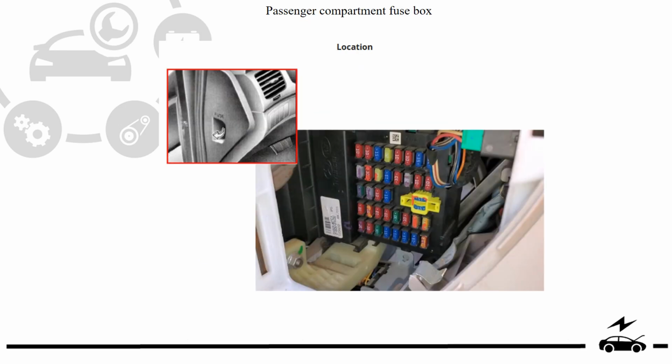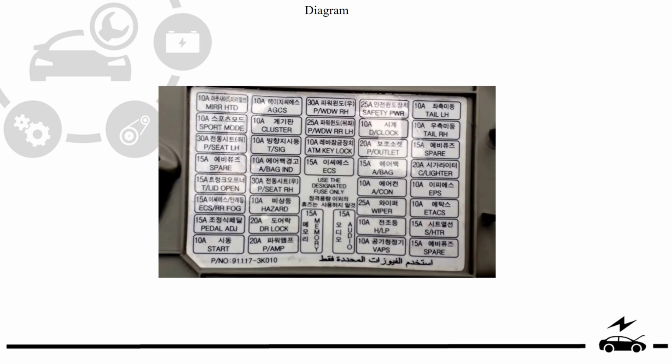Passenger compartment. Fuse box. Location. Photo. Diagram. Designation.